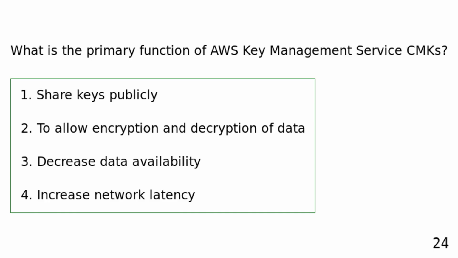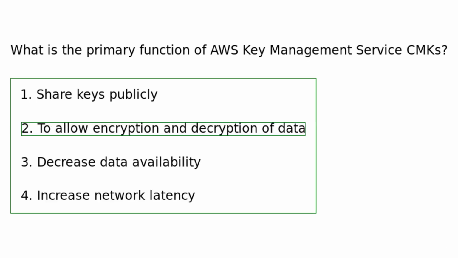What is the primary function of AWS Key Management Service CMKs? Share keys publicly. To allow encryption and decryption of data. Decrease data availability. Increase network latency. The primary function of AWS Key Management Service Customer Master Keys is to allow encryption and decryption of data by providing a single key that can manage the lifecycle of data keys and encryption operations.